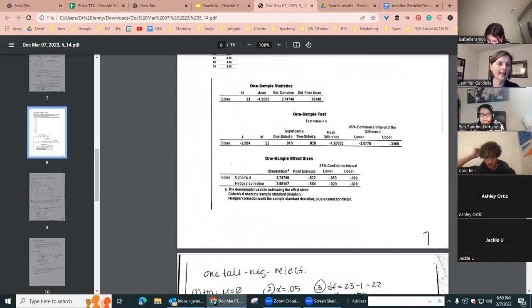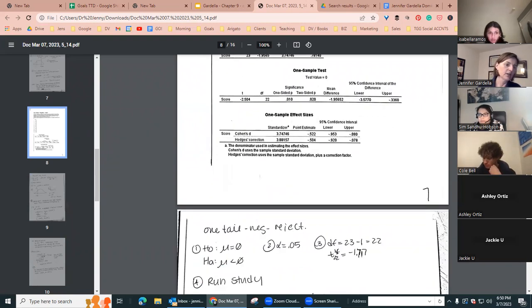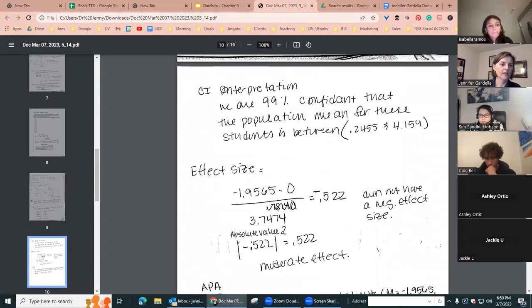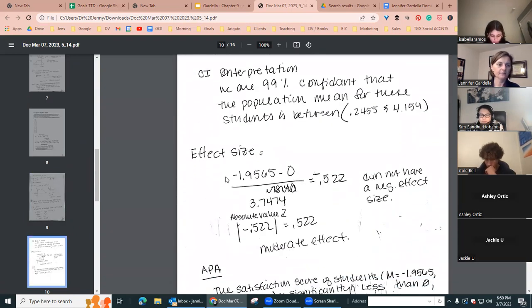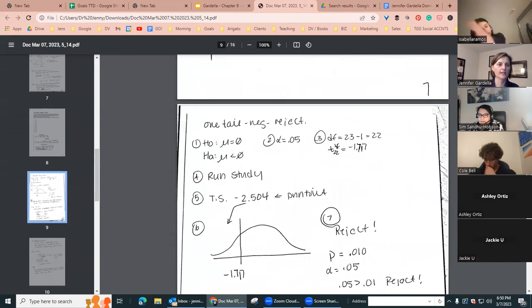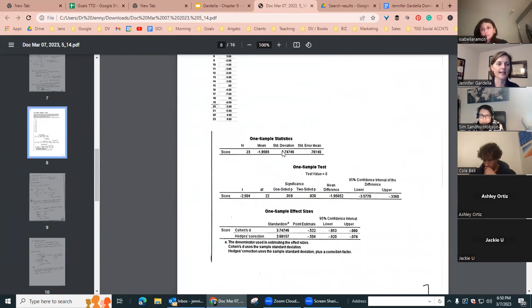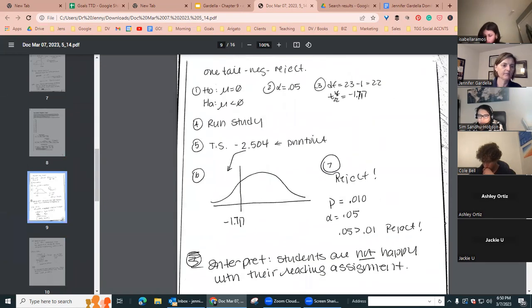Let's go back up. Remember, we're getting the effect size from Cohen's d, right? Right here, point estimate on the printout. So the question is, effect size: we have negative 1.9565 minus 0 over the standard deviation of the sample, 3.7474. You could say, hey, where did you get 3.74? It is the standard deviation of the sample. It is not the standard error of the mean. Standard deviation of the sample.